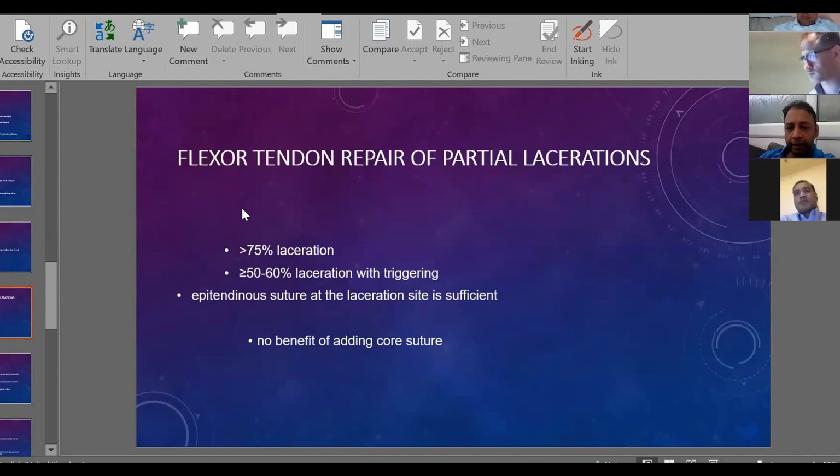So there is a little bit of controversy between 75% lacerations and lacerations between 50 to 60%. If you have less than 75% laceration, some authors suggest you don't need to go for core suture repair, just do the epitendinous repair. And if you have 50 to 60% laceration with the triggering of the finger, then you have to do again epitendinous suturing only, not the core suture.